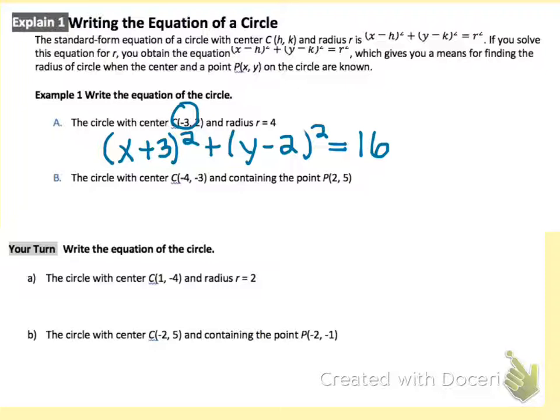Let's try another one. So we've got, this is our h and this is our k. So it looks like they're giving us 2 points though.